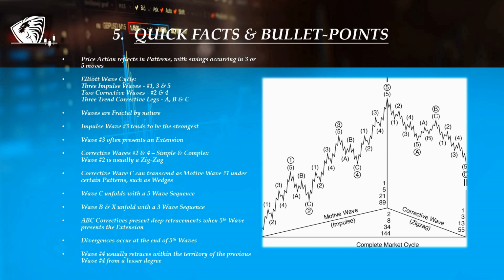Most of the time, impulse 3 contains an extension, which would imply impulse 5 to have the same length as impulse 1. Corrective waves 2 and 4 can have two forms: simple, formed out of 3 moves, and complex, formed out of 5 moves. And if wave 2 is simple, then wave 4 will be complex and vice versa, due to the law of alternation. Usually corrective wave 2 unfolds with zigzag structure. Sometimes, on rare occasions, the C corrective wave can transcend into impulse wave 1.